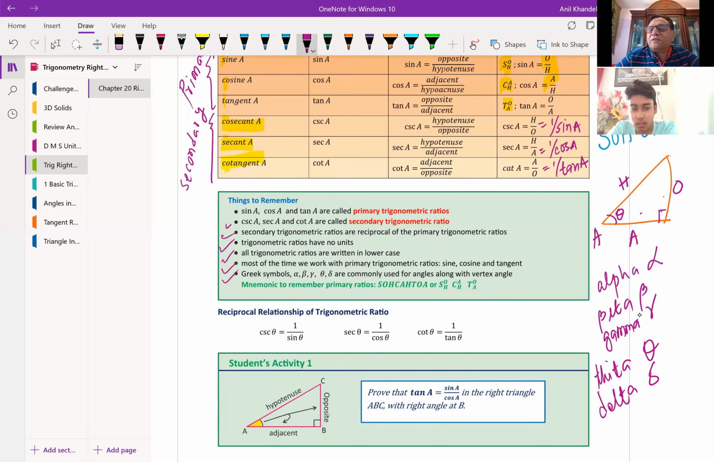Delta is used a lot in physics. And also phi, which I missed here, which is written as this. We use it in set theory also as a null set, phi. So these are common Greek symbols, which we always use in trigonometry.